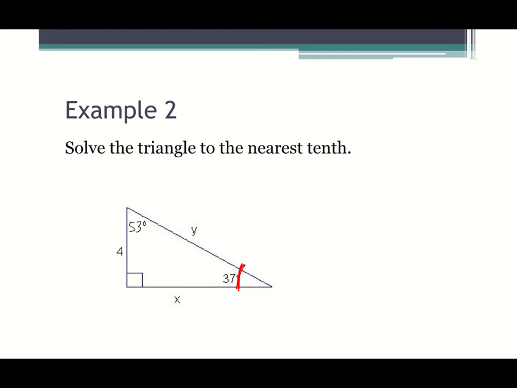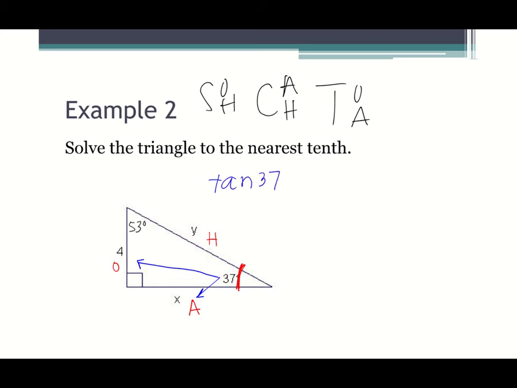So based off of this angle, this is opposite, this is adjacent, and this is our hypotenuse. If I wanted to find x first, I have adjacent, and I'm given the opposite. So if I want to use a trig function, I have SOHCAHTOA. I have opposite and adjacent, so I'm going to use tangent. Here I have the tangent of 37 equals opposite over adjacent. Opposite is 4 over adjacent, that's x. So I know I'm going to be solving for x.